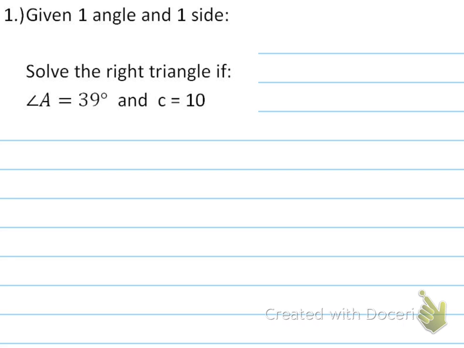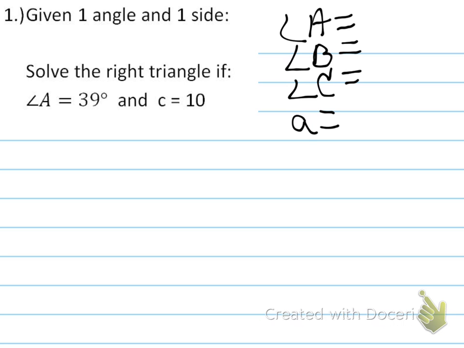Number one, I am giving you one angle and one side, and I'm asking you to solve the right triangle. And recall that solving the right triangle means that you find all of the angles, so angle A, angle B, and angle C, as well as all of the sides, which is side A, side B, and side C. All right, so I'm asking you to solve the right triangle if angle A is 39 degrees and side C is 10.